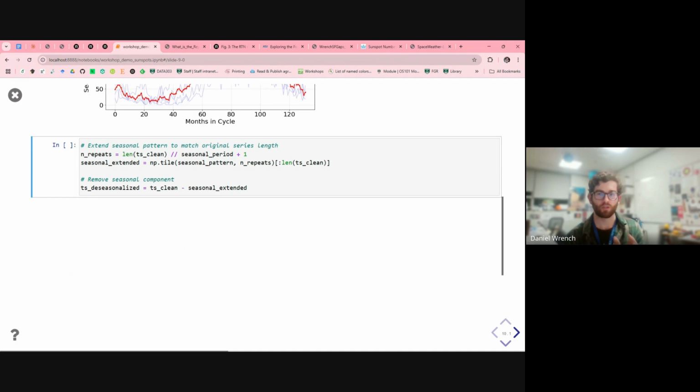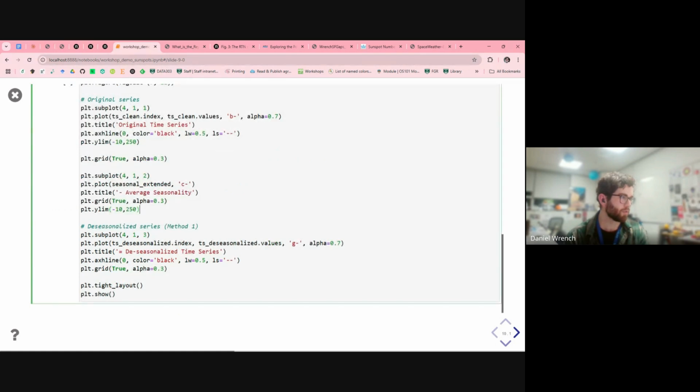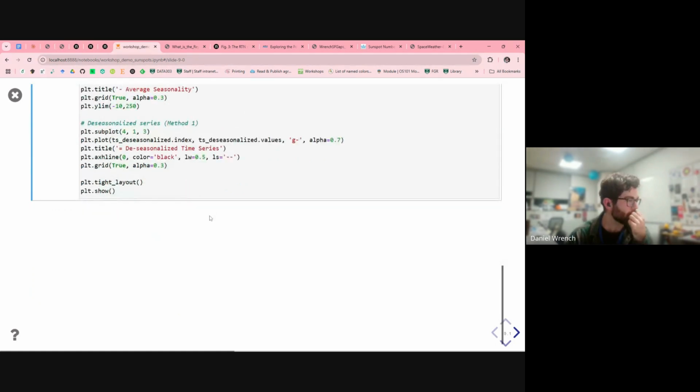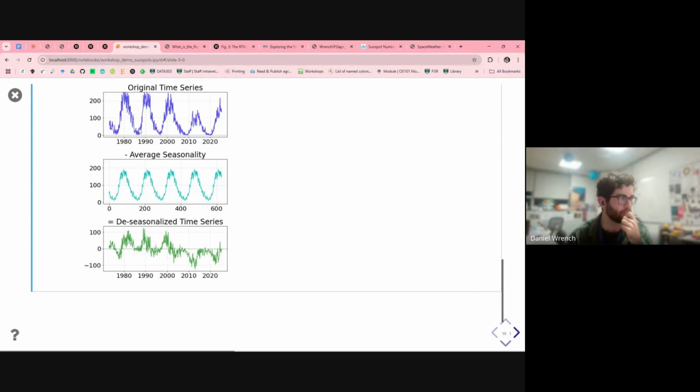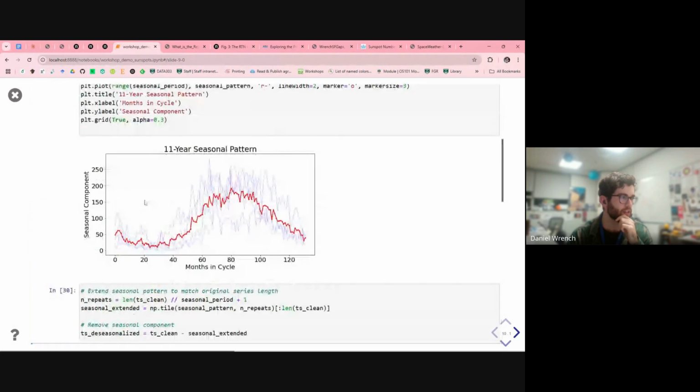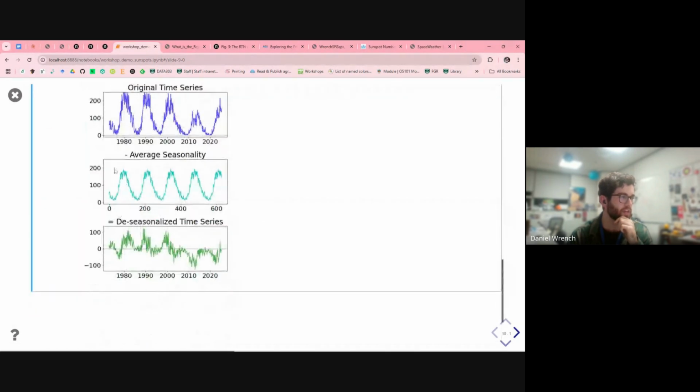So we'll just repeat that seasonality multiple times and subtract it from our original signal. And once we do that, this is what we get. Okay, so there's our original time series at the top there. There's our average seasonality. I've just taken that red line and repeated it to be the same length of the original series, and then we've subtracted that from the original. Here's what we get in our deseasonalized time series.